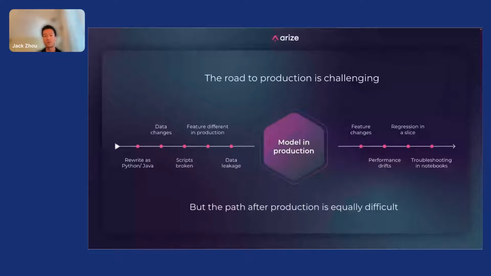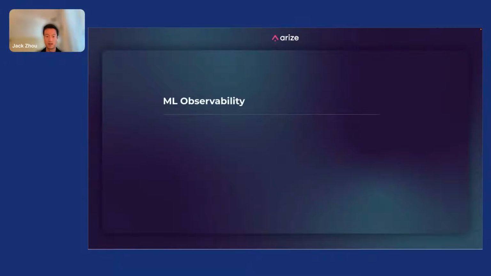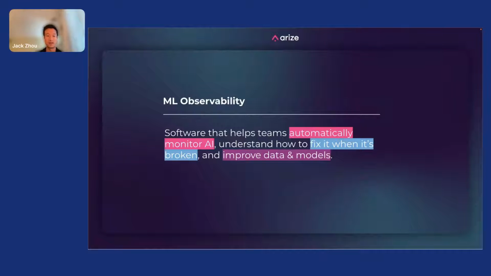So once your model's in production, potentially your features could change. This could lead to performance drifts. Performance drift can lead to a regression for a slice of customers. And usually what ends up happening is that some poor data scientist or ML engineer has to manually troubleshoot this in a Jupyter notebook. So this path on the right side of the production icon is what we're calling ML observability. ML observability is software that helps teams automatically monitor AI, understand how to fix it when it's broken, and improve their data and models along the way.